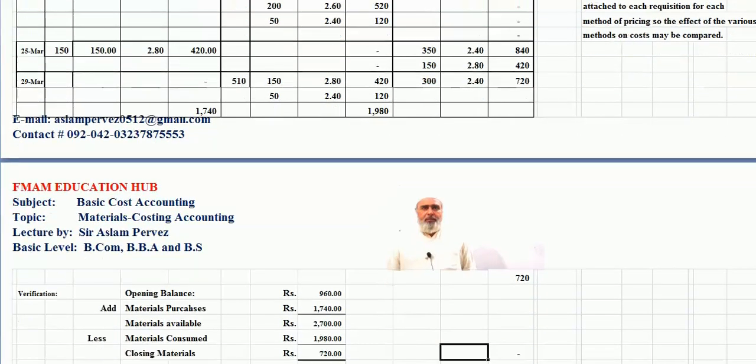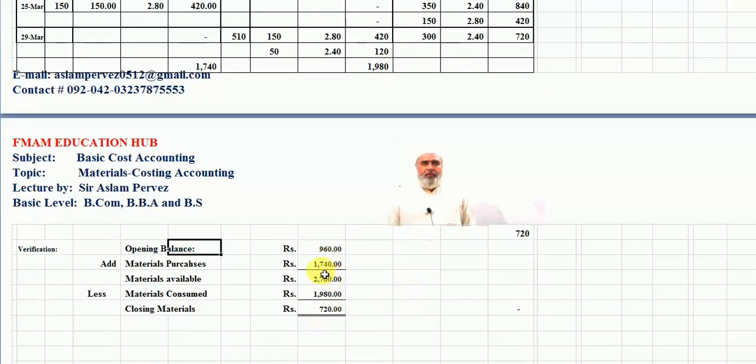Now we move below. The verification is here. The opening balance is 960 rupees. Material purchase amount is 1,740 rupees. The total cost available for use in production is 2,700 rupees. Now less the issued material, the material balance is 720 rupees, which is equal to this amount. It means that we have solved our problem 100% accurately. Students, this is the second method, LIFO.